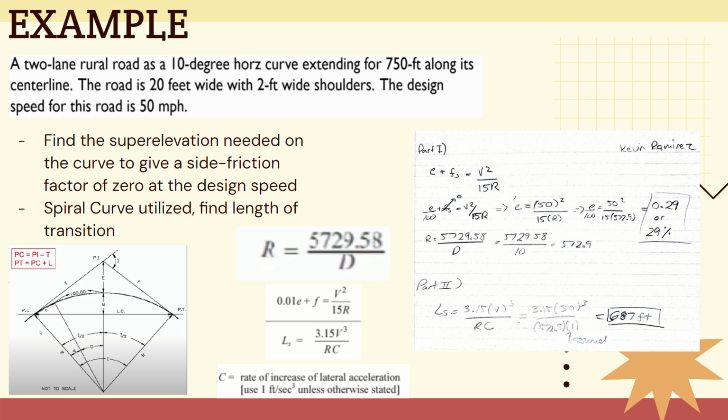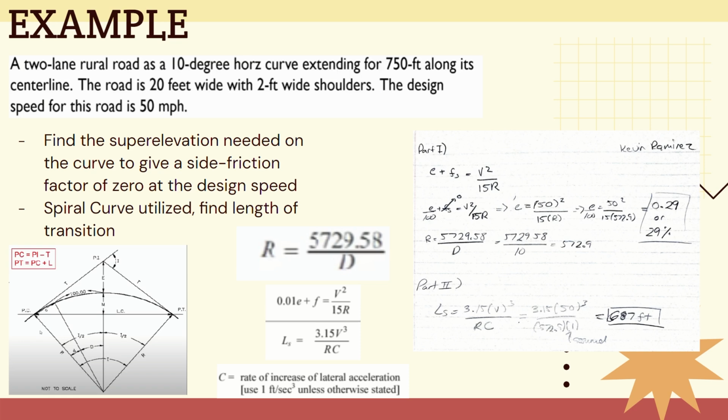I would recommend first going to your FE reference handbook to find the following equation: e + fs = V squared over 15R. fs is your side friction factor, so we cancel that out as 0. We plug in our variables, but then we realize that we don't have R. Again, you can go back to your reference handbook and find the equation for R, which is 5729.58 divided by D, which stands for 10 degrees, getting the radius of 572.9 feet. Putting that into your previous equation will result in an e equal to 0.29, or 29%.